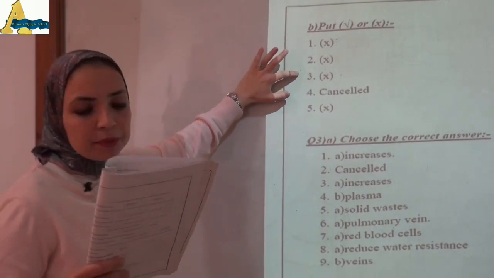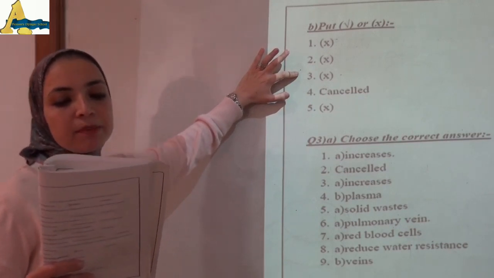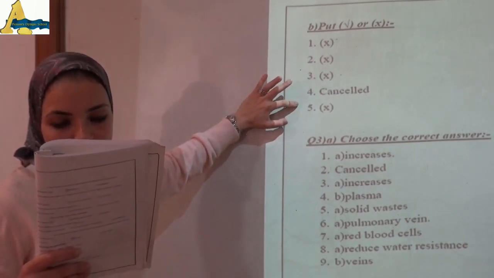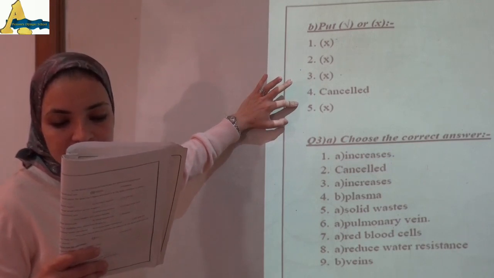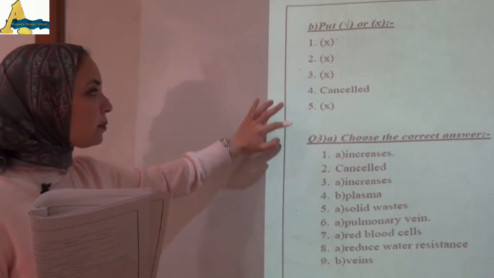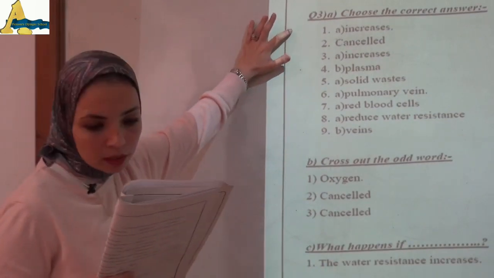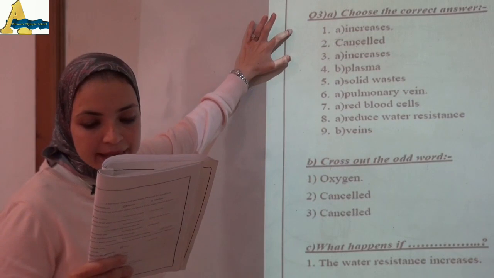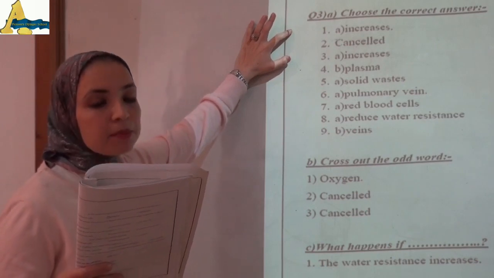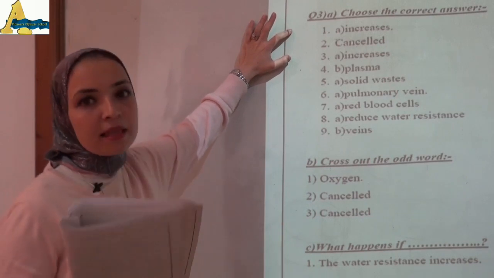Number 3, the aorta delivers the blood to the lung? No, it delivers the blood to all the body cells. Keeping the urine and delaying getting rid of it benefits the urinary bladder? Of course not, it harms the urinary system. Choose the correct answer. When the surface area of the moving object increases, the friction force increases, because there is a direct relationship between the surface area and the friction force.